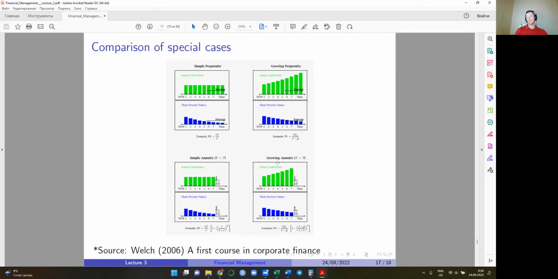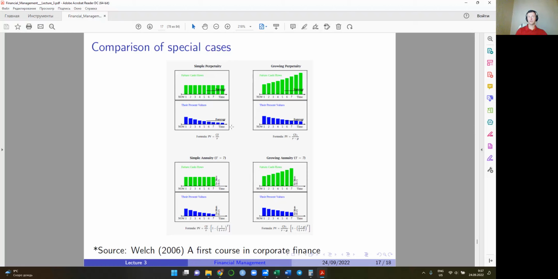So here is the conclusion, let's say, of the lecture. We see all four cases together with the graphical representation, with formulas, and how do they look like? So on the top left picture, we have a simple perpetuity. You see that the cash flows are equal every period and they last forever.